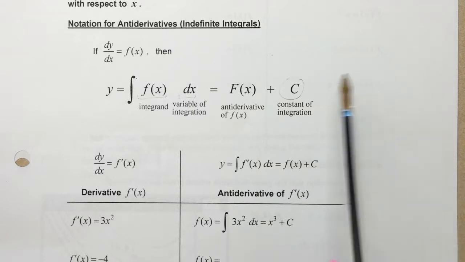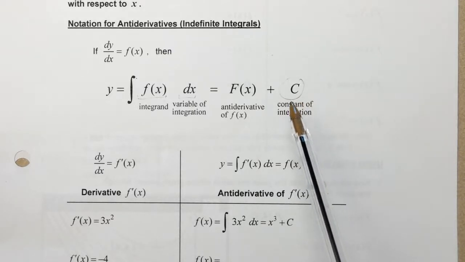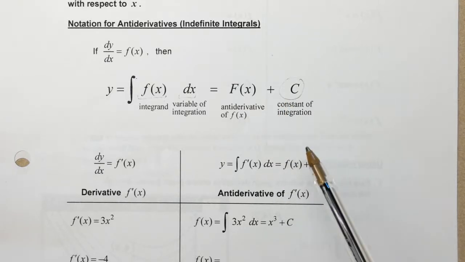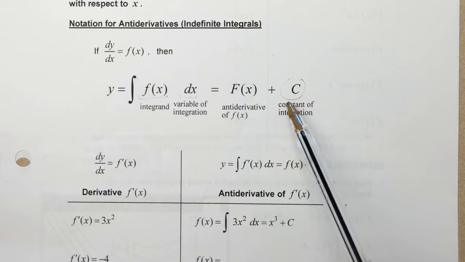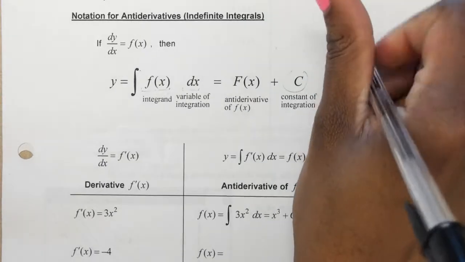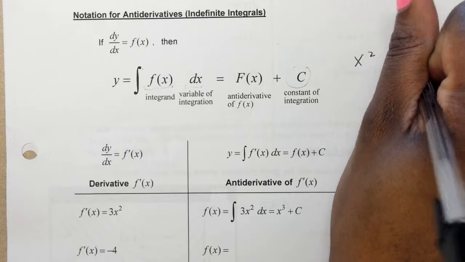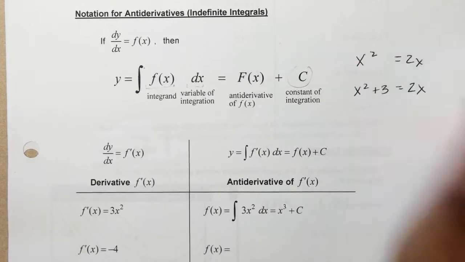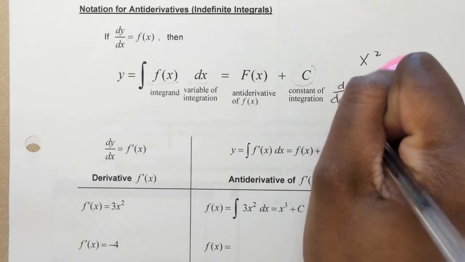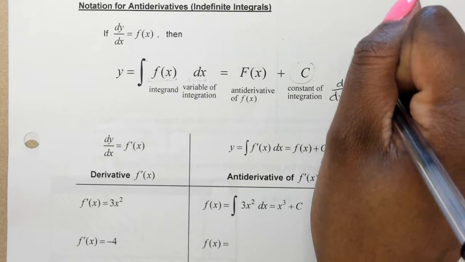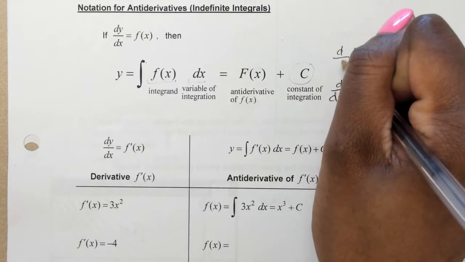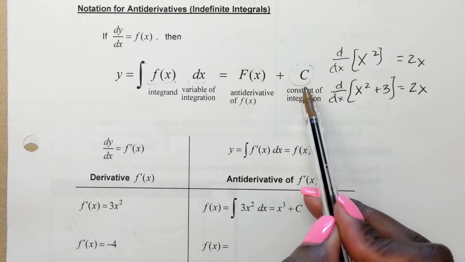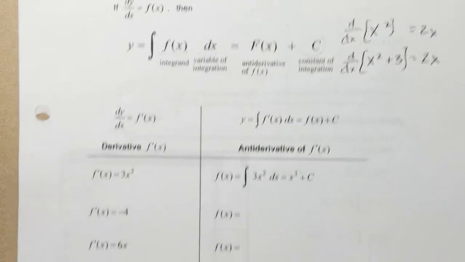Okay, so we talked about this in class today. The constant is very important because we can find the derivative of a lot of functions that will give us the same derivative, but the constant is the thing that's different. Right, so the derivative of x squared is 2x, but the derivative of x squared plus 3 is also 2x. Because of that, when we are anti-differentiating, we want to make sure that we take into account the constant. So we add the c at the end. So let's look at a few examples.